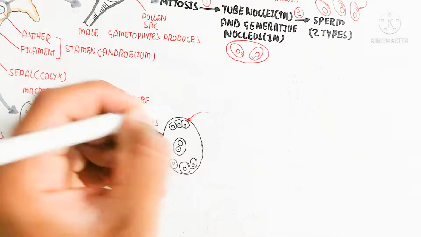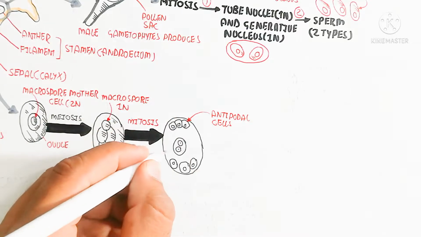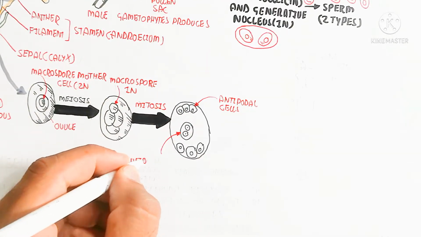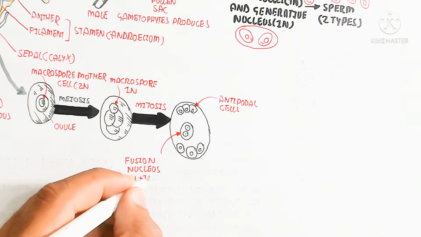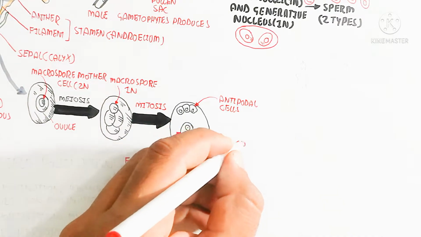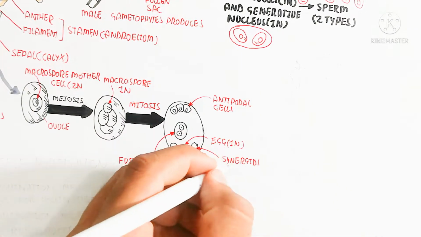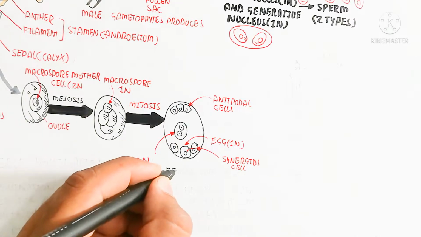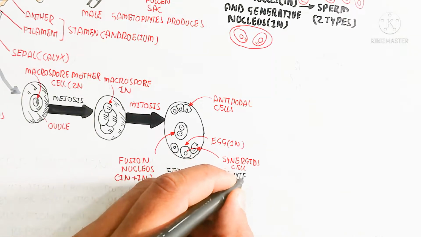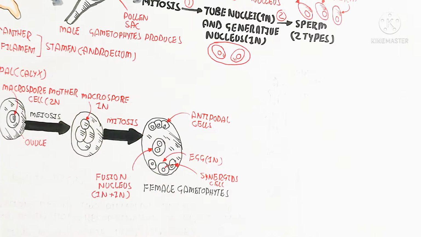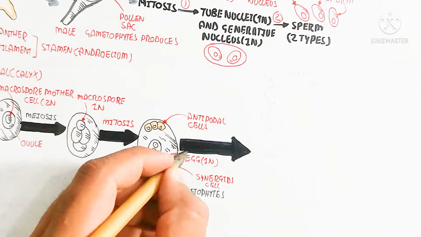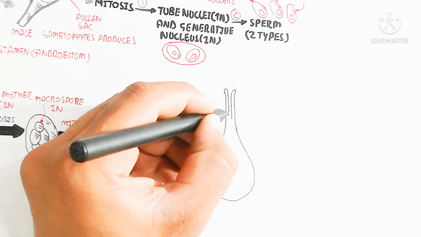So let's understand the different types of cells in the ovary. This female reproductive organ contains antipodal cells and the fusion nuclei, two nuclei 1n and 1n, and here is the egg nucleus, 1n haploid, and the synergid cells, which are haploid. There are different functions for different cells. Here is the female gametophyte. That was the male gametophyte, and here is the female gametophyte. The gametophytic generation is very reduced compared to gymnosperms.